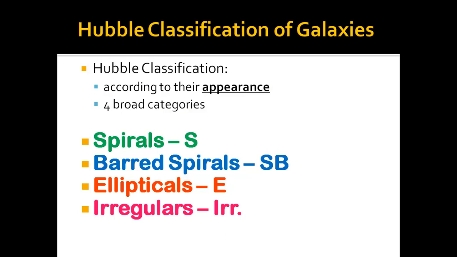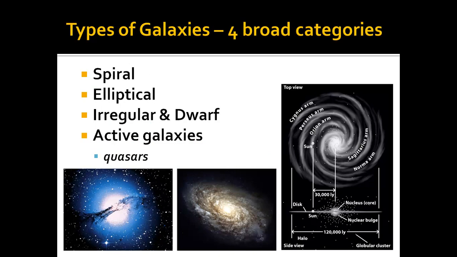So his Hubble classification scheme is based off of four broad categories. Now, there really is a fifth category that I'll talk about a little bit later. But the Hubble classification, all based on appearance, classifies galaxies into spirals, designated by a capital S, barred spirals, designated by SB, ellipticals with an E, and irregular galaxies, indicated by IRR. So let's look at these: spiral, elliptical, irregular. Nowadays, we also consider irregular or dwarf galaxies.